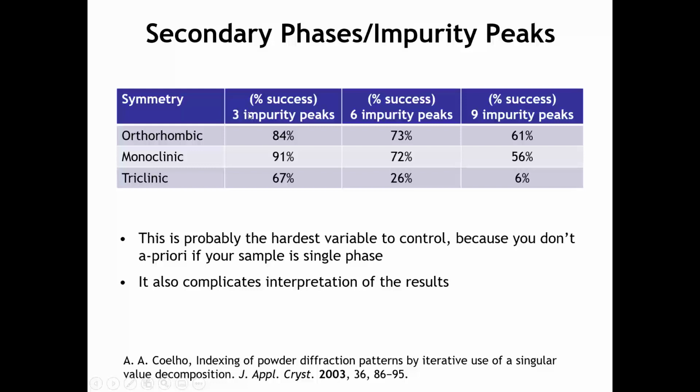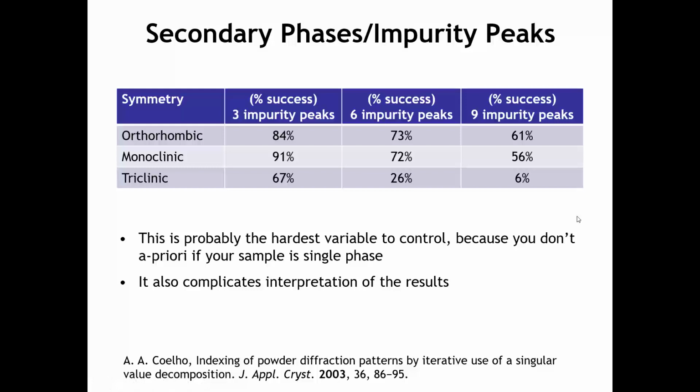So you can see that if he put in 3 impurity peaks, he still was able to get pretty reasonable results. Even in the triclinic case, he could still get the right answer about 2/3 of the time. As you add more impurity peaks, you can see that the success percent goes down pretty dramatically. And of course, it should be stressed that these patterns are also ones where the peak positions are perfect, the peaks that belong.